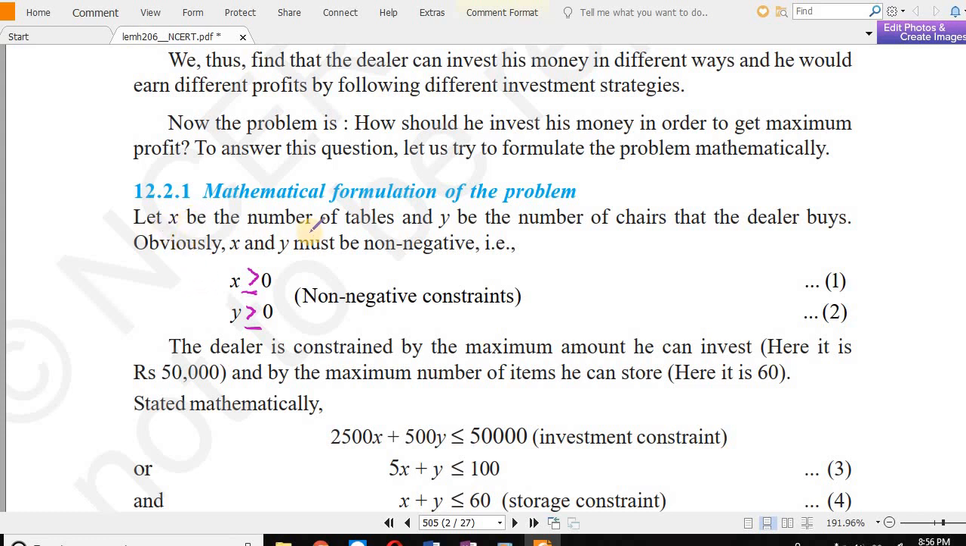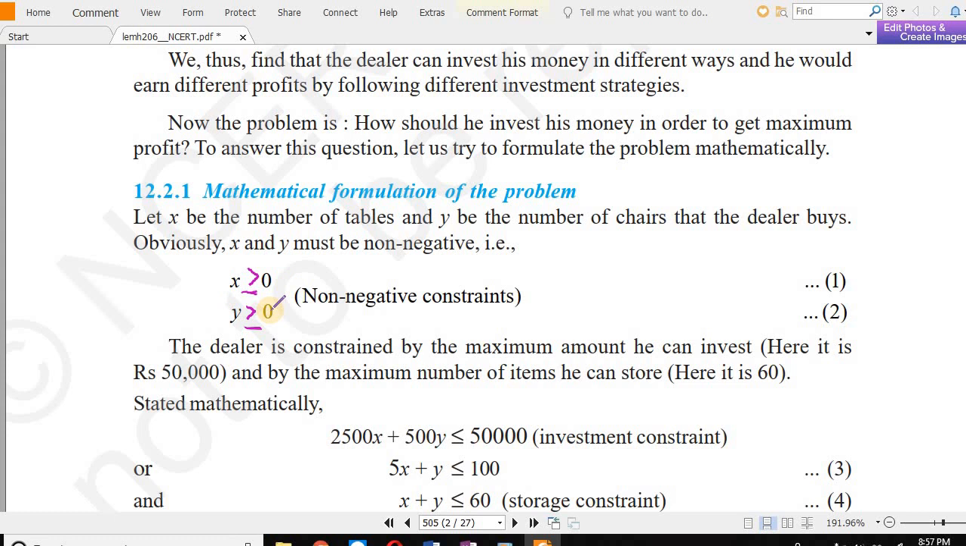So we'll let X be the number of tables I buy, and let Y be the number of chairs that the dealer buys. So obviously they must be non-negative. You can't buy a negative number of tables or a negative number of chairs. So mathematically we need to include these two conditions, that X is greater than or equal to 0 and Y is greater than or equal to 0.